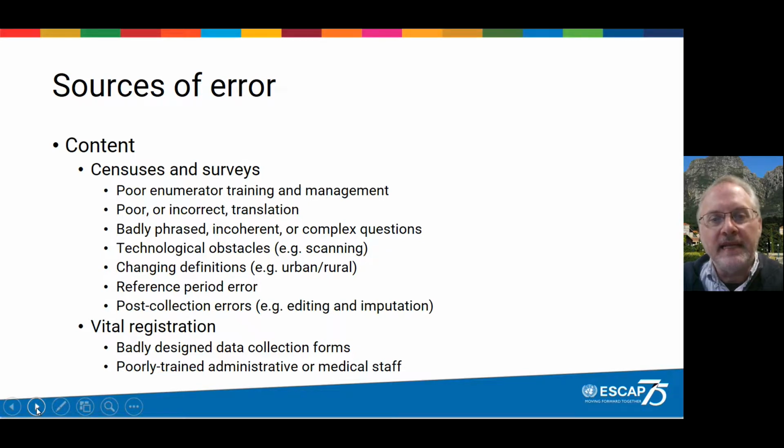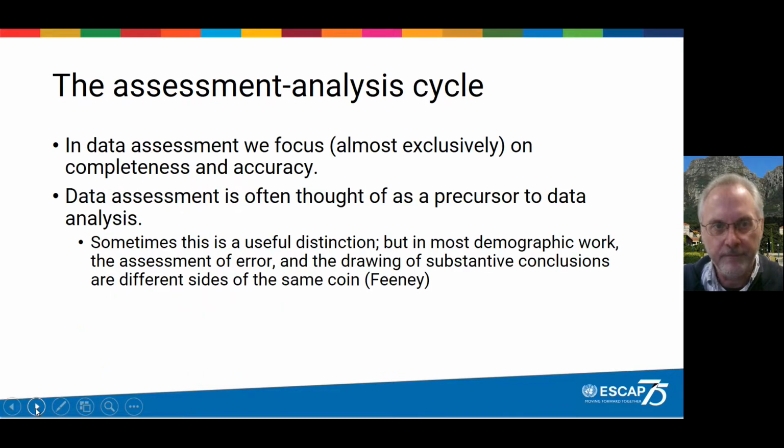Finally, the editing and imputation process, the post-collection data management, might induce errors into the data by means of poorly specified editing and/or imputation rules. In the context of vital registration, badly designed data collection forms might result in content error, and poorly trained administrative or medical staff who are entrusted with completing those forms might not know how best to complete them, and therefore produce errors in the data because of their lack of understanding.